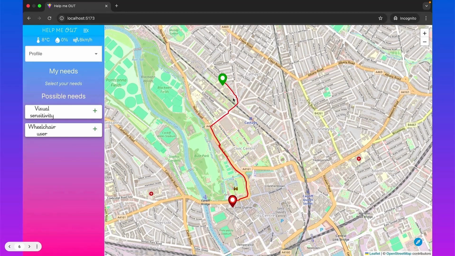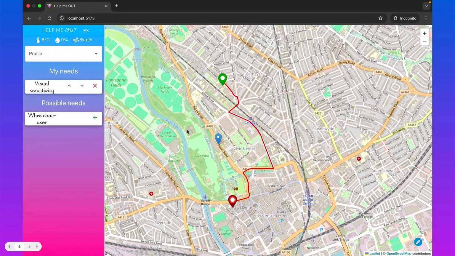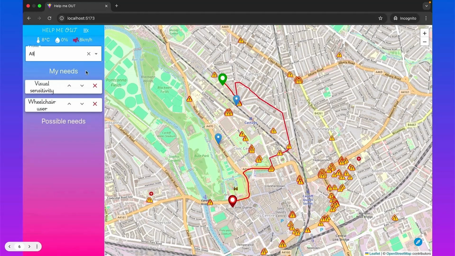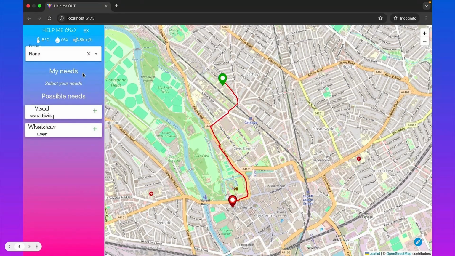For a visually sensitive person, there are some tags on the street about loudness and crowded places, so it diverts them around. For someone with wheelchair access problems, we've overlaid OpenStreetMap data about high curbs, so you can see those warning signs. The idea is that using this app, you might have different profiles with different needs, and it'll help you get around the city.